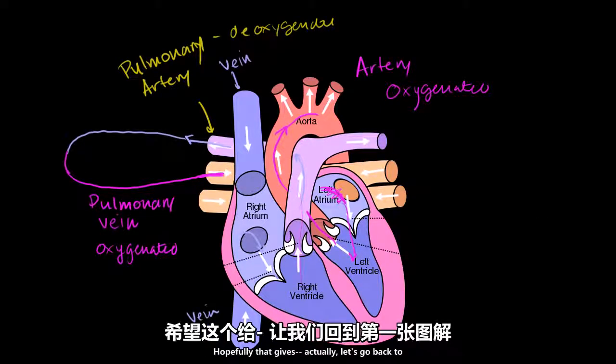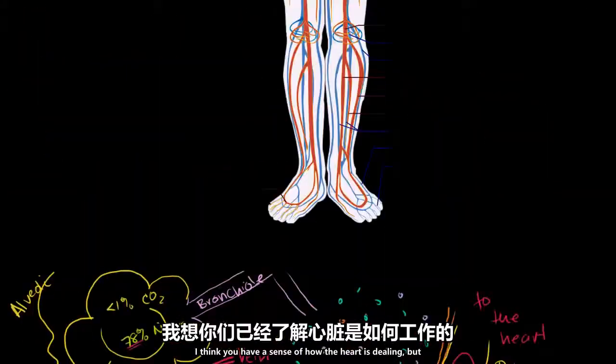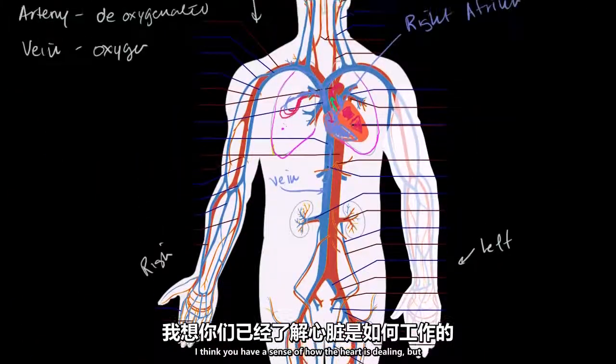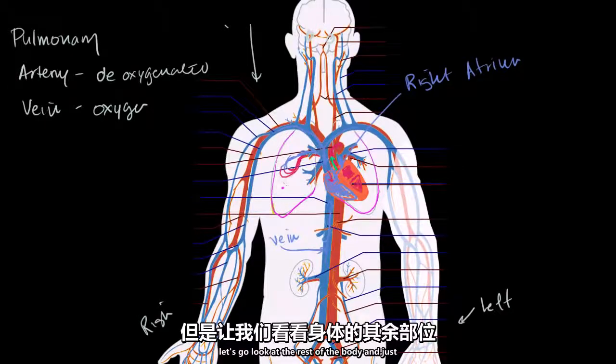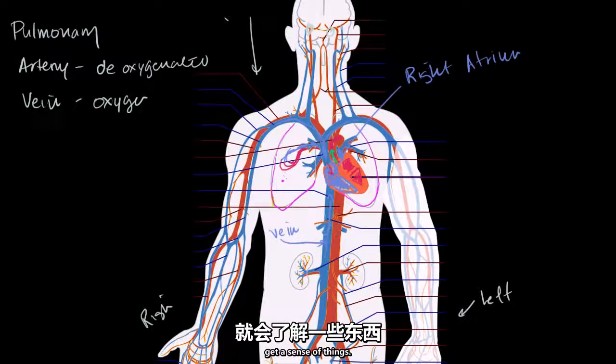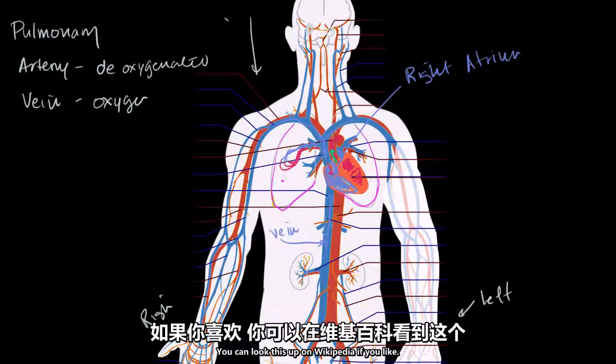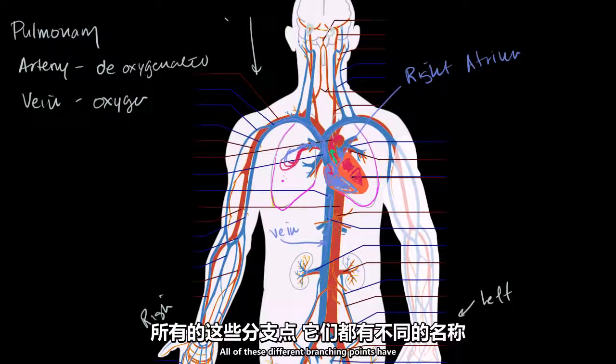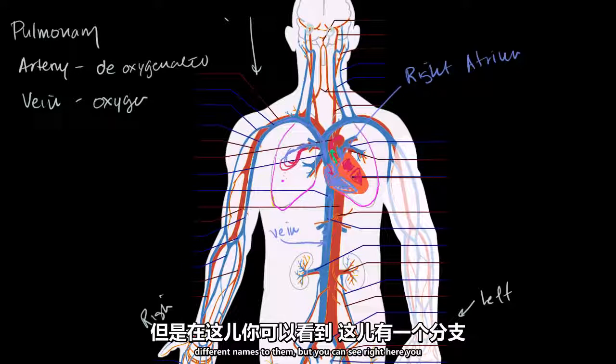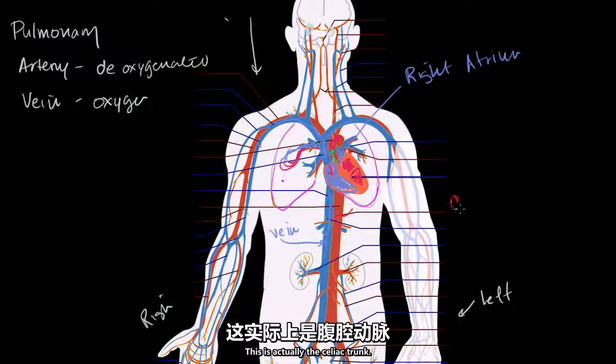Actually, let's go back to that first diagram. I think you have a sense of how the heart is dealing. But let's go look at the rest of the body and just get a sense of things. You can look this up on Wikipedia if you like. All of these different branching points have different names to them. But you can see right here, you have a branching off a little bit below the heart. This is actually the celiac trunk.